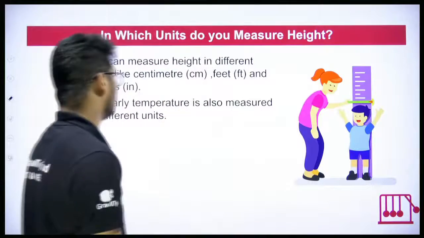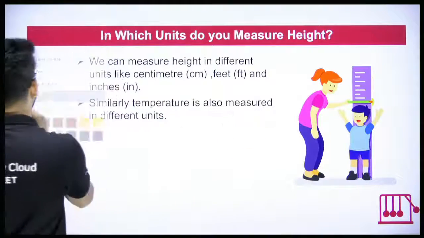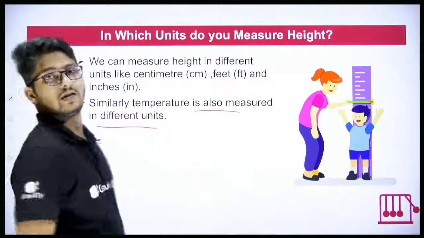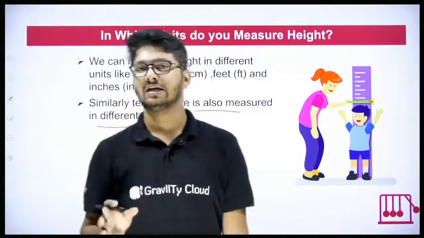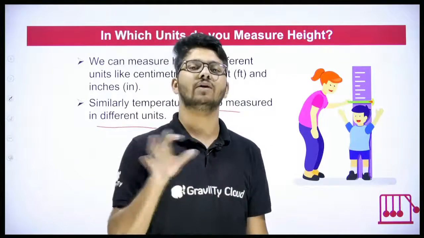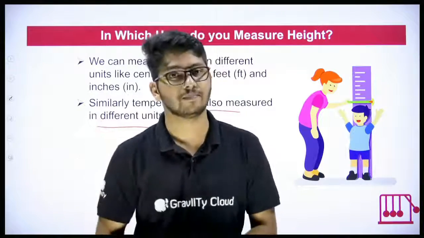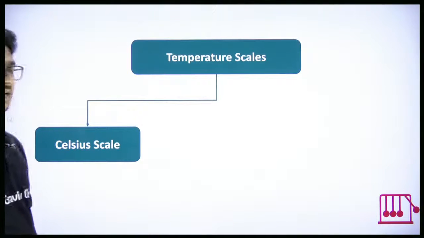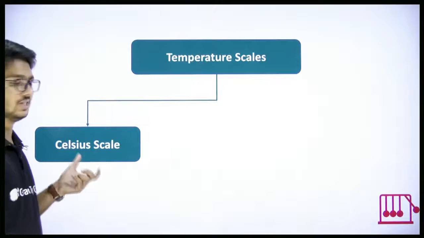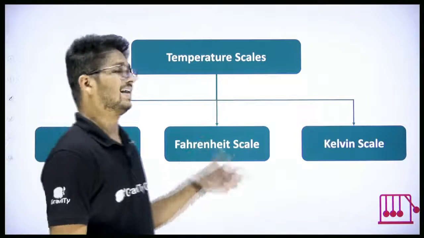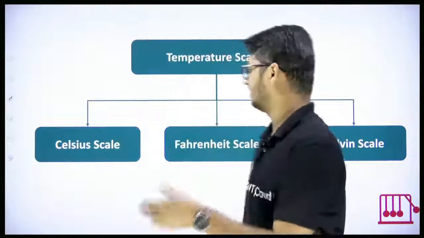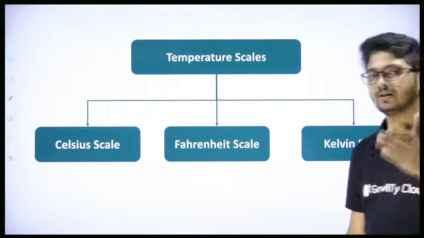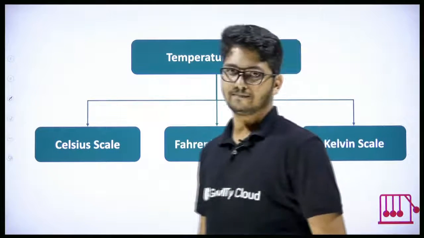Similarly for temperature also we will have different units. And for every unit we define a scale. You'll understand what scale is; as of now, understand it as different units. So for temperature, what are the scales? You have the basic ones: the Celsius scale, the Fahrenheit scale, and the Kelvin scale. You have three: Celsius, Fahrenheit, and Kelvin. We'll go into each and every one of them, then you'll understand them very clearly.